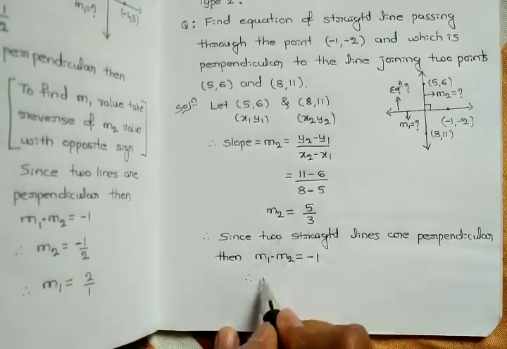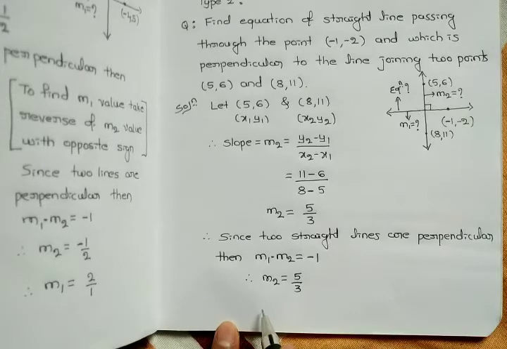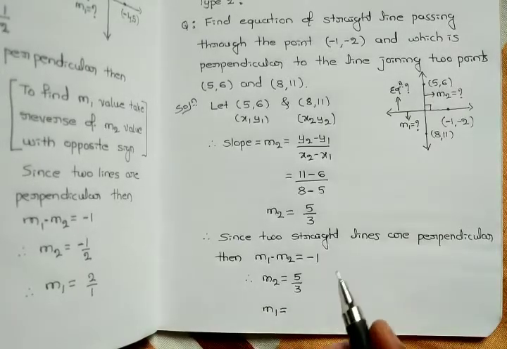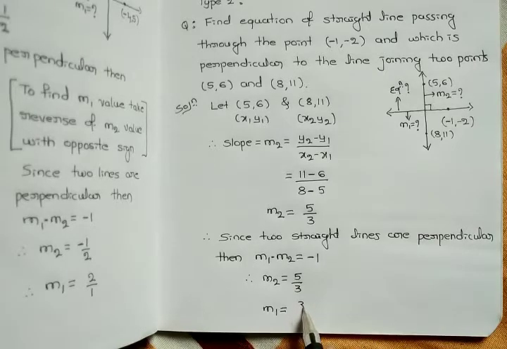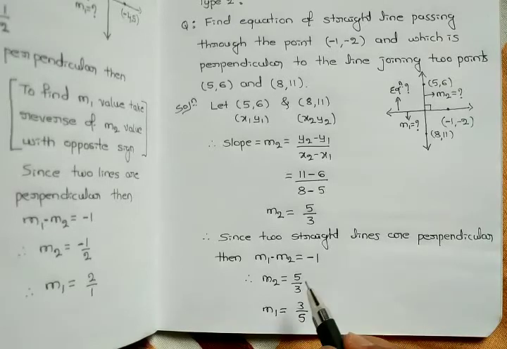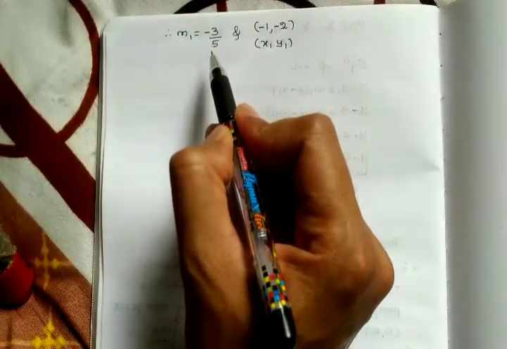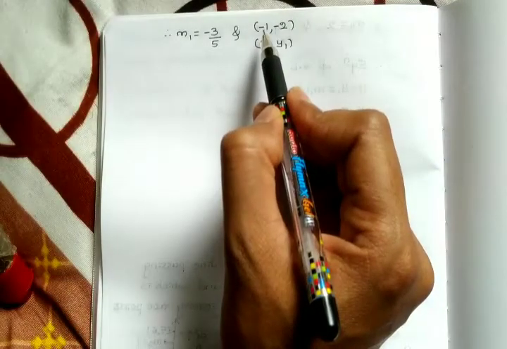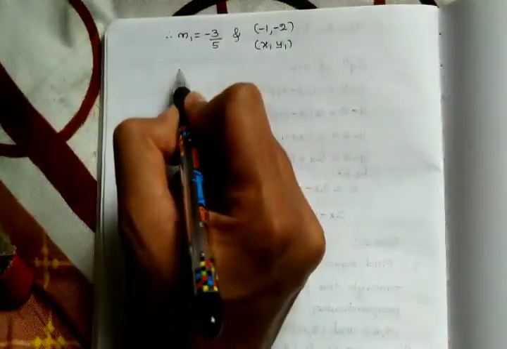Therefore already you know the m2 value, correct? m2 is equal to 5 divided by 3. So what I said, to find m1, what to do? Directly remember that, take the reverse of m2. The reverse of 5 by 3 is 3 divided by 5 with opposite sign. Here m2 contains positive sign, so m1 becomes what here? Negative sign. So directly you will get the m1 value. Therefore m1 is minus 3 divided by 5, and 1 point is already given, -1, -2, which becomes x1 and y1.